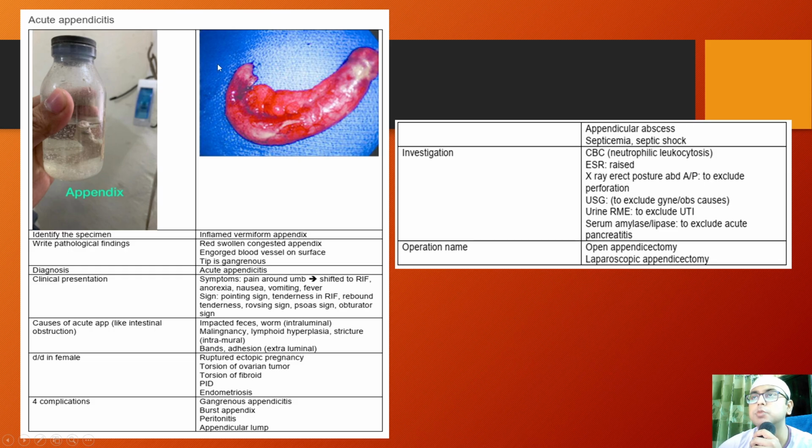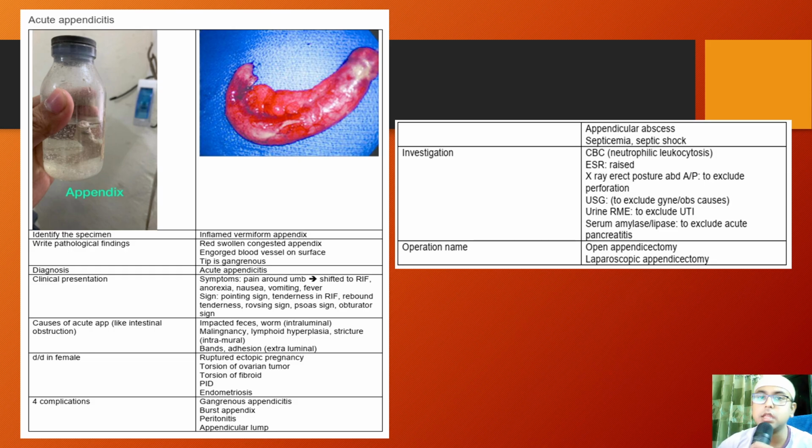It could happen due to impacted feces, intraluminal impaction of worm, malignancy, lymphoid hyperplasia, stricture like intramural stricture, bands, adhesion and extraluminal factors. So what may be the other possibilities? In case of females, ruptured ectopic pregnancy, then torsion of ovarian tumor, torsion of fibroid, PID, endometriosis. These may not be excluded, because in case of females you must know these things can happen. So it is very important.